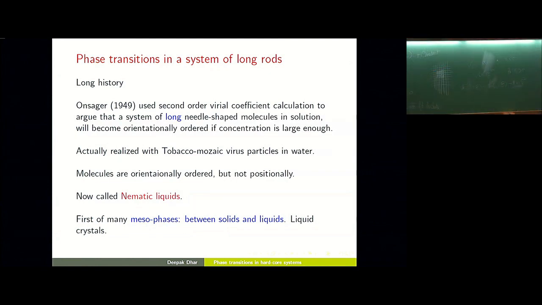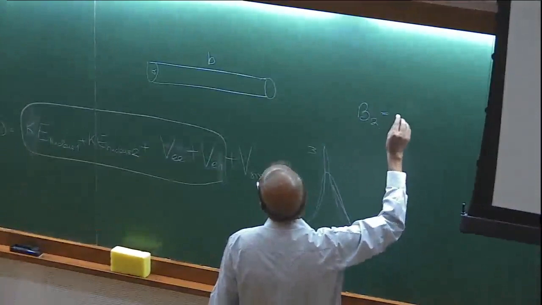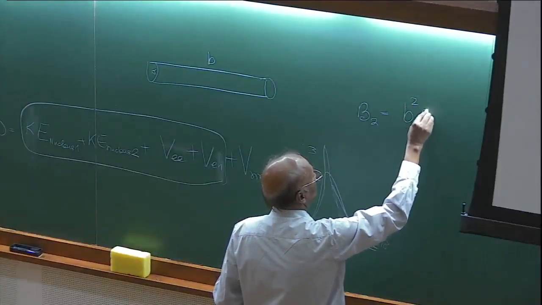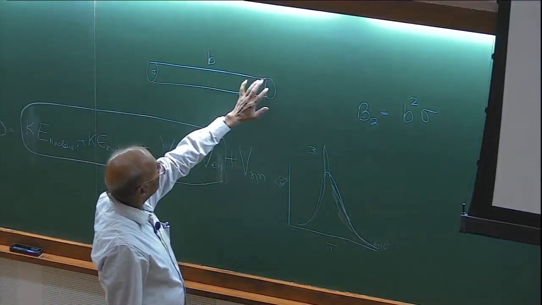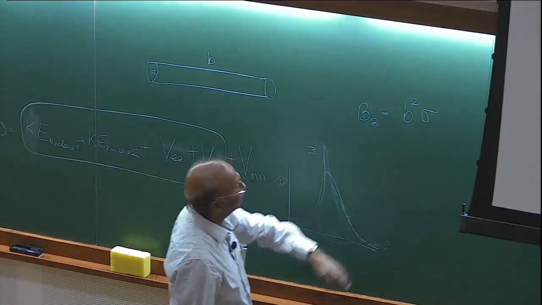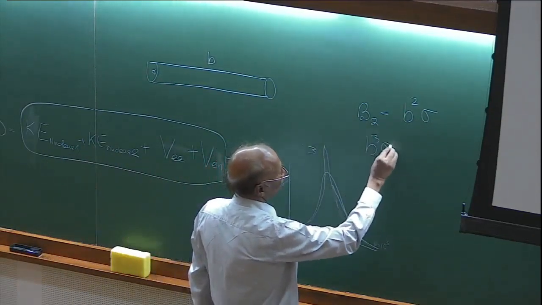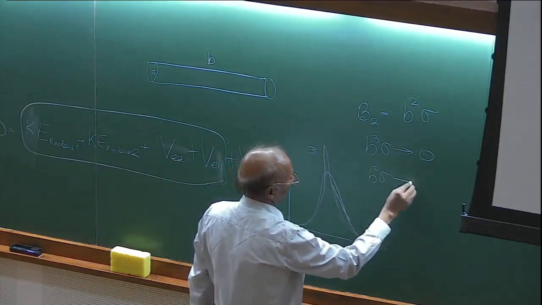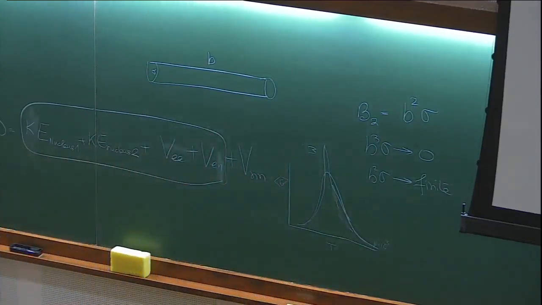I have a cylinder like this, the length is B, and this length is sigma, then B2 is proportional to B squared sigma. The second virial coefficient is proportional to the square of this dimension and one power of sigma. And so you can take the limit in which B cubed sigma goes to 0, but B squared sigma remains finite. And then in this limit he showed that the third virial coefficient will go to 0 and the equation of state will become simple and exact.